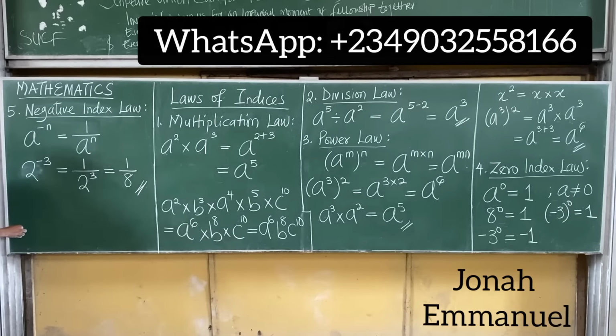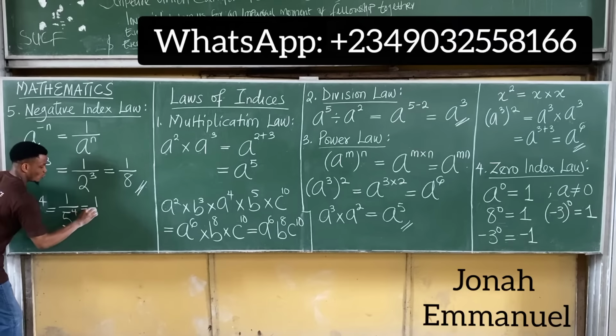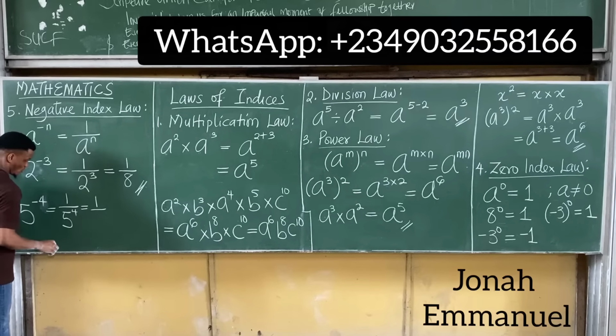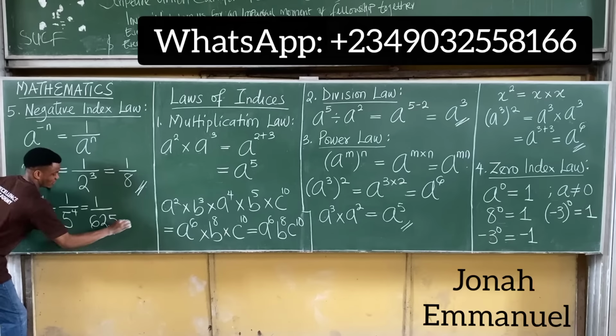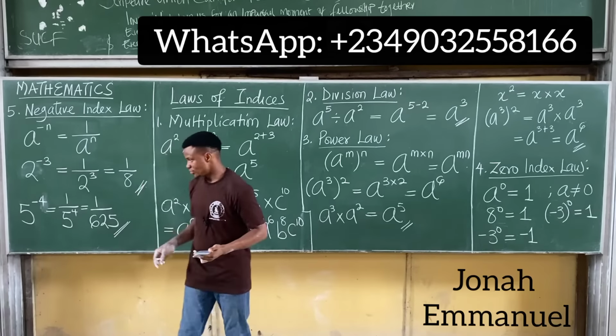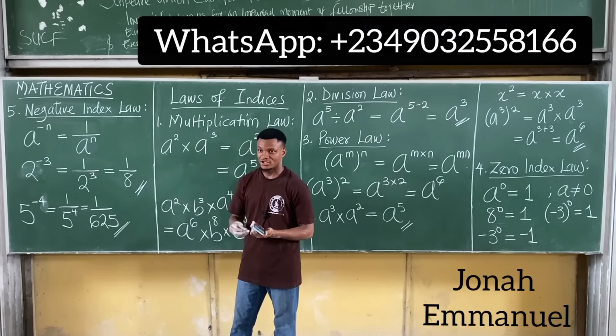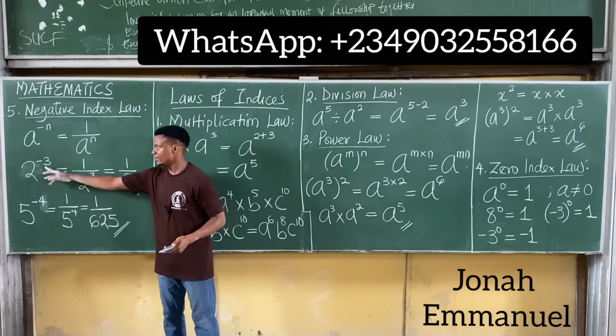Let's take one more example on this. Let's say we have 5 to the power minus 4, for instance. This will be equal to, to eliminate the negative, I'll take an inverse. So 1 all over 5 to the positive form of this, which is 4, and that's equal to 1 all over 5 to the power 4. 5 to the power 4 gives you 625. So my answer becomes 1 over 625. If you want, you can put this in decimal form, but that's not the case. Just know how we simplify terms involving negative index.